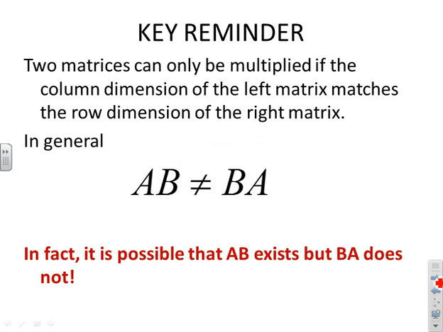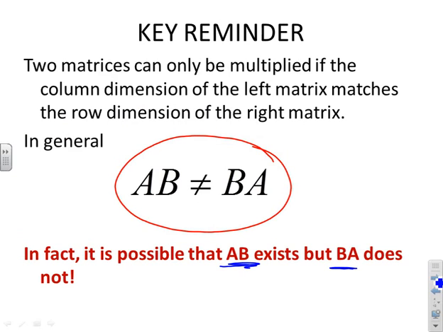And we also noted in the previous video that because of this definition, in general, AB is not going to equal BA. And if nothing else, you can see that from the dimension statements. In fact, it's quite common that AB will exist, but BA will not, or vice versa.